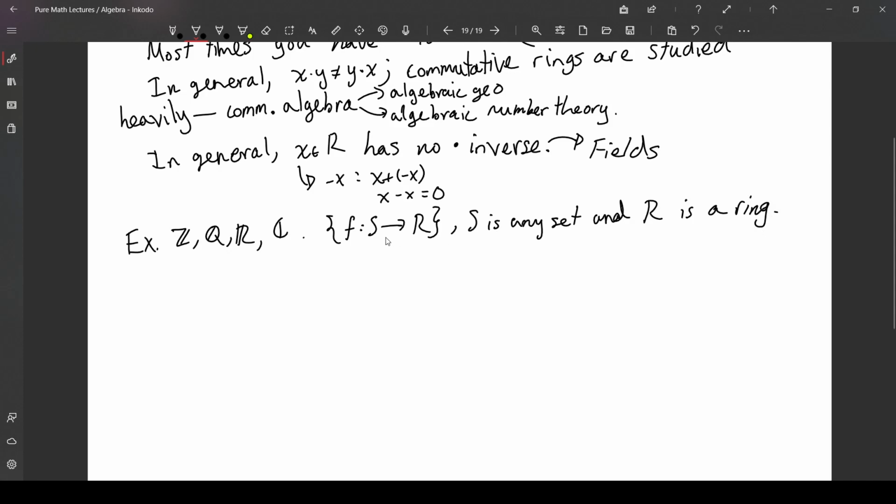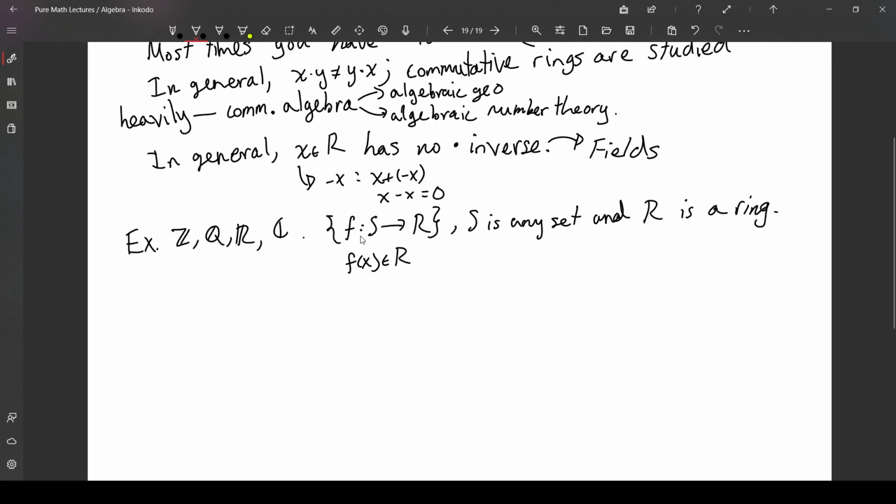Okay, and the ring structure here is built by adding and multiplying functions pointwise. In other words, for any point x in S, f of x is in R, and so you can multiply the f of x's, you can add the f of x's, and so you define functions that way.